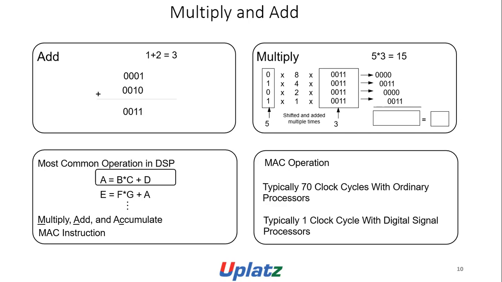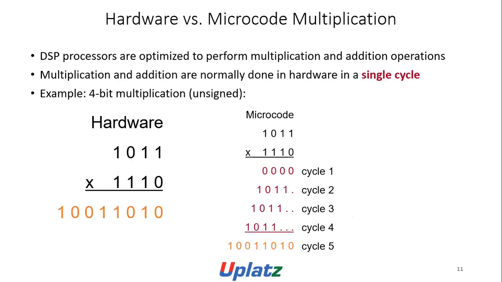Most of the operations in DSP are of the form A = B*C + D, or E = F*C + A: multiply, add, accumulate, the MAC instruction. A MAC operation typically takes 70 clock cycles on an ordinary processor, and typically 1 clock cycle on digital signal processors. Hardware versus microcode multiplication: a DSP processor is optimized to perform multiplication and addition operations. Multiplication and addition are normally done in hardware in a single cycle.